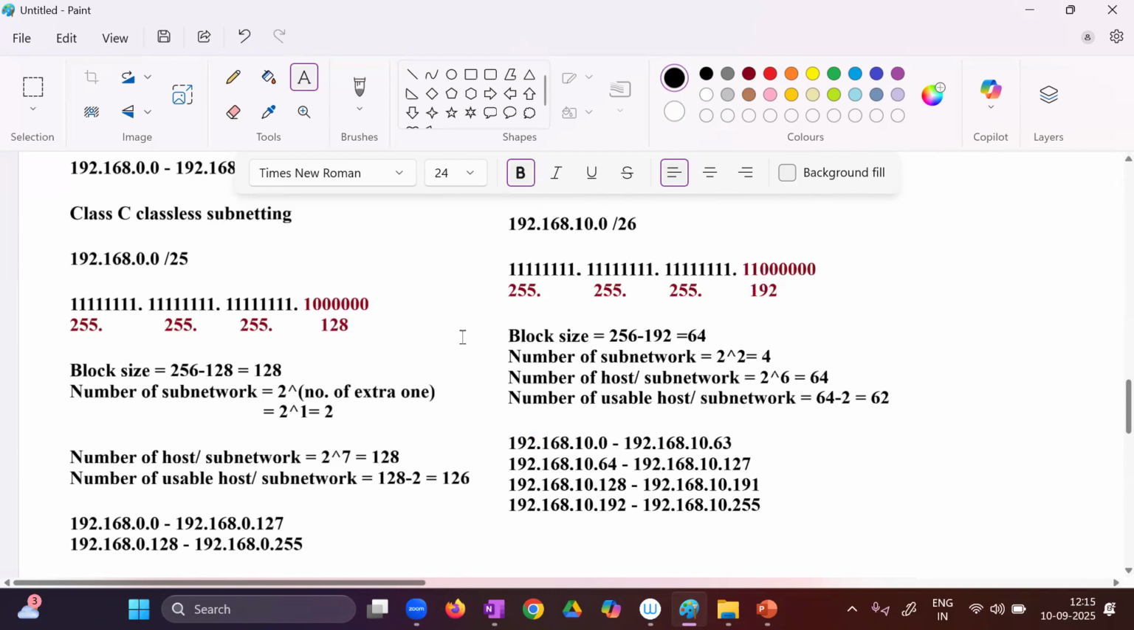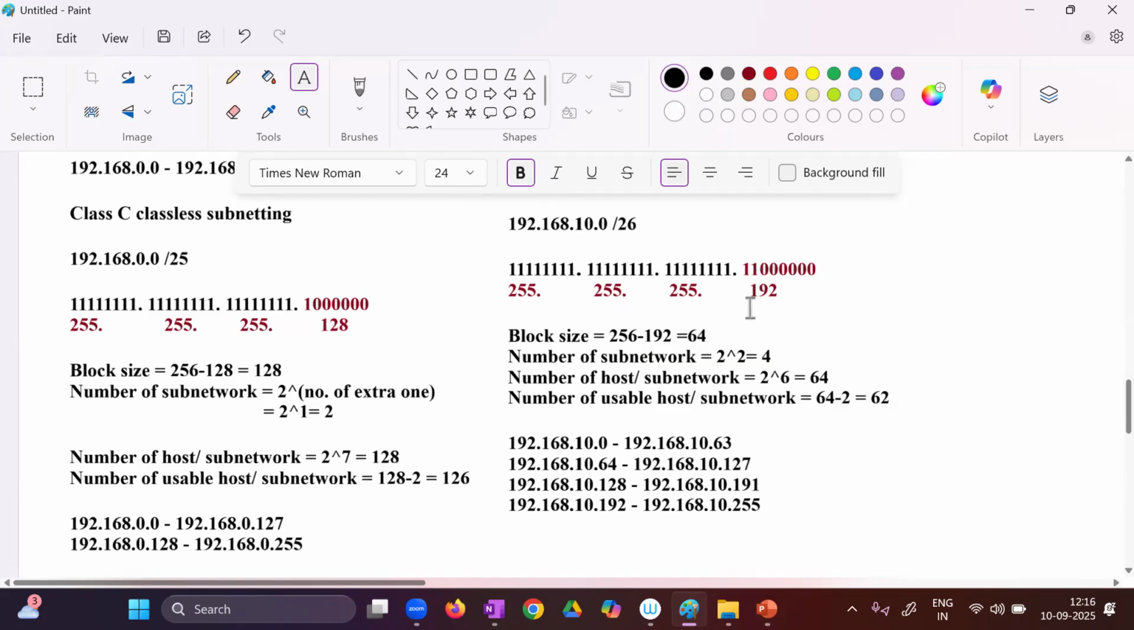Hmm. Correct. Same thing you all have done. According to slash 26, how many extra 1s do we have? Two. So always you have to compare by seeing the class of the IP. This IP belongs to which class? Class C. The default subnet mask of class C is 24. Here I have written 26. It means two extra will come. So if I write two extra, I will get 192. Then I will calculate block size. I will get 64.